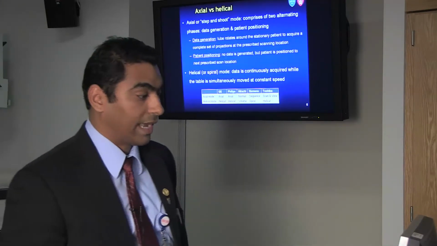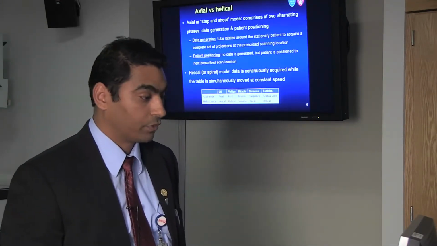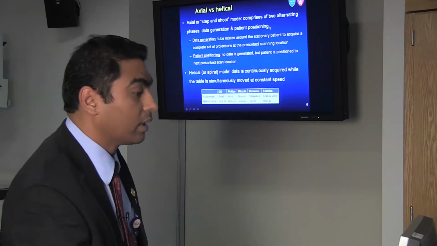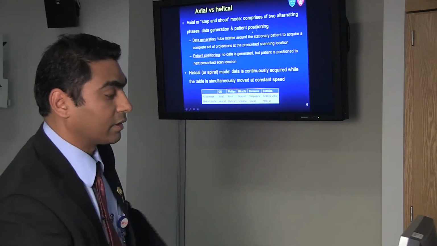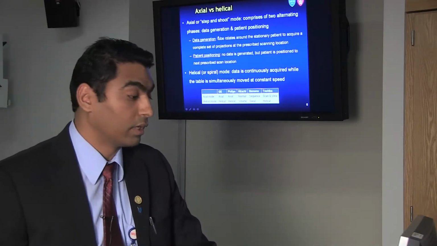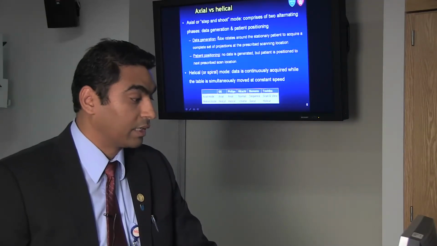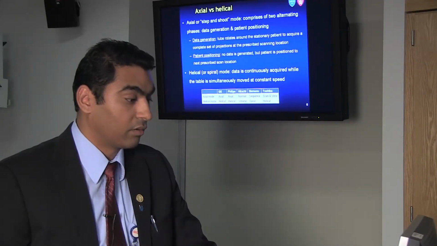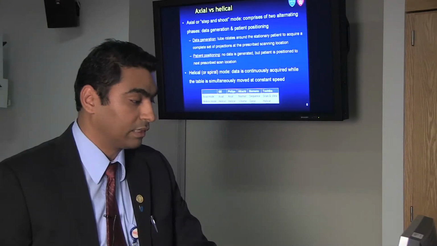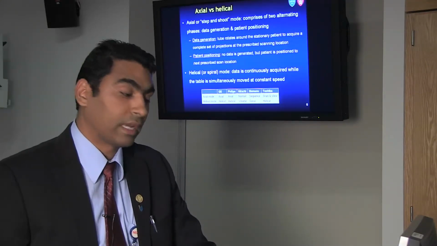Next we move to the axial versus the helical mode. Axial, or the step and shoot mode, comprises two alternating phases. One is data generation and the other is patient positioning. The data generation phase is where the tube rotates around a stationary patient to acquire a complete set of projections at the prescribed scanning location.